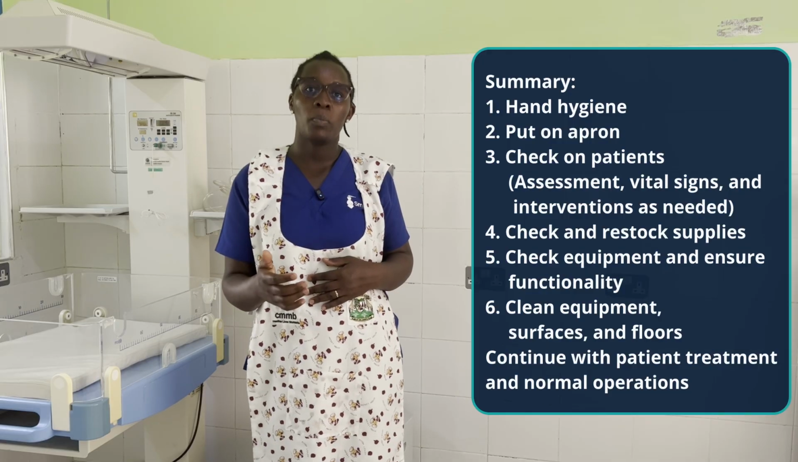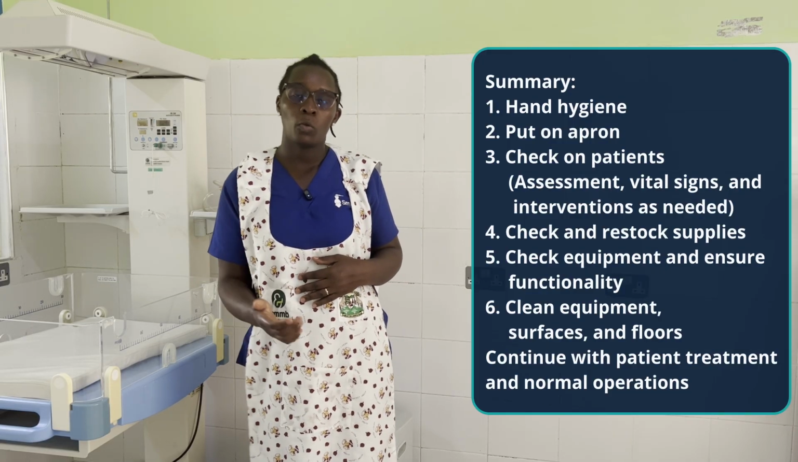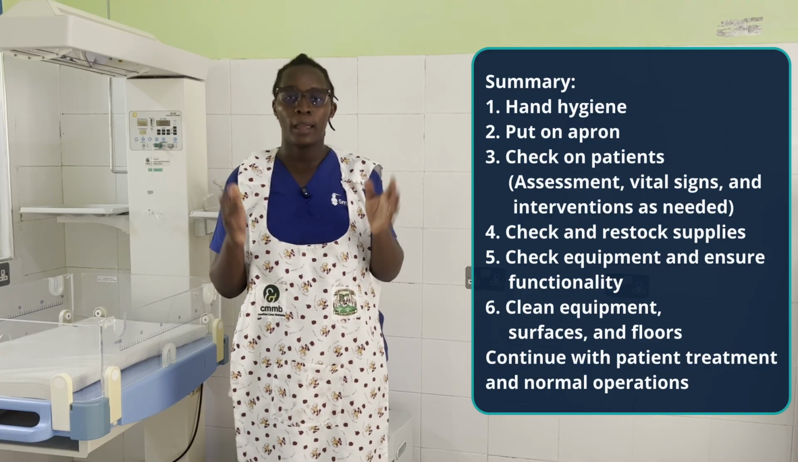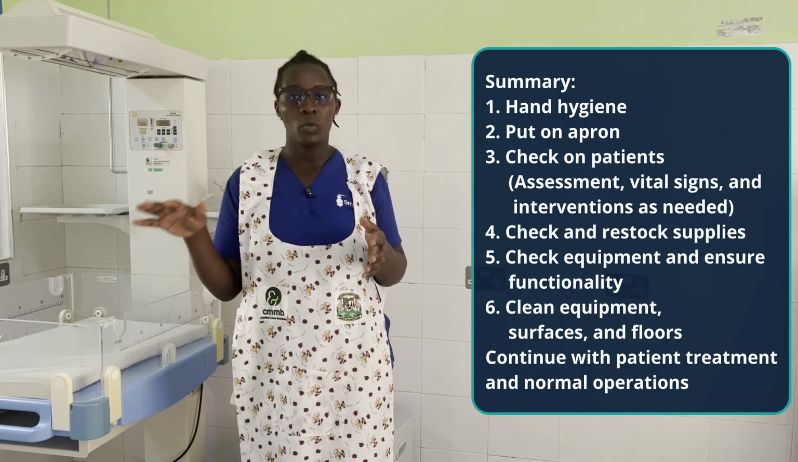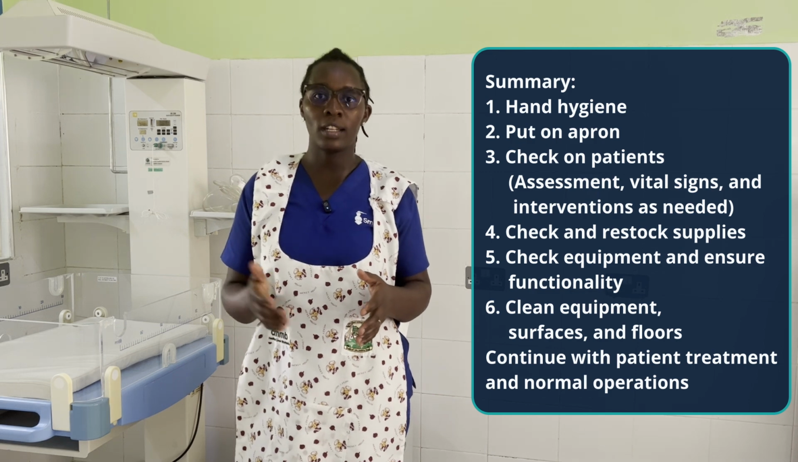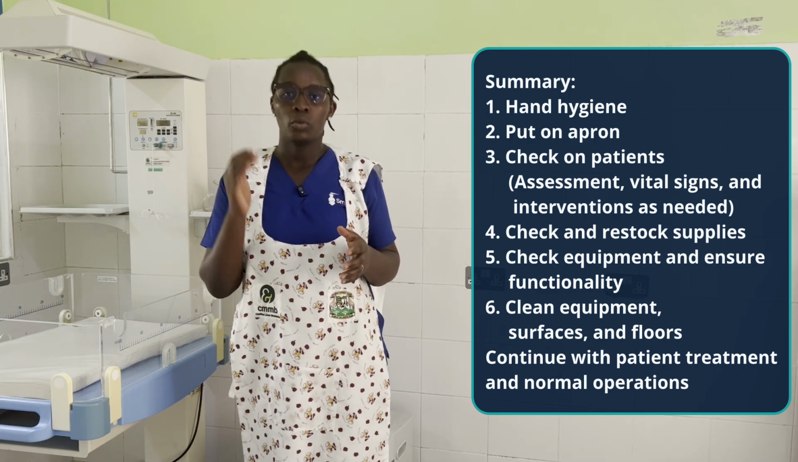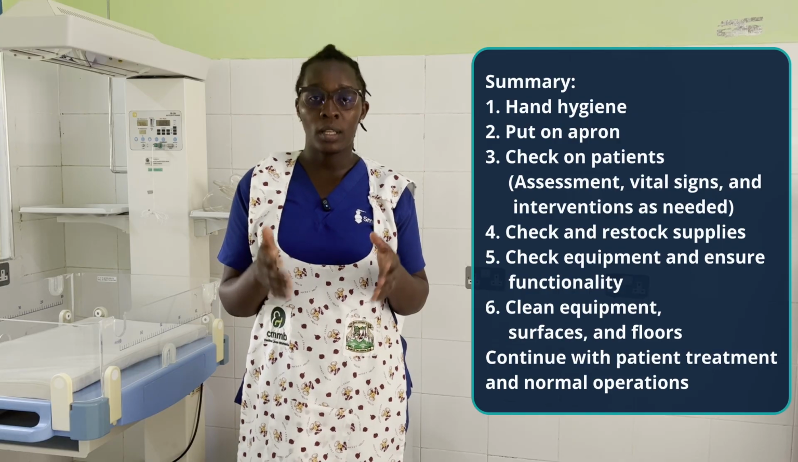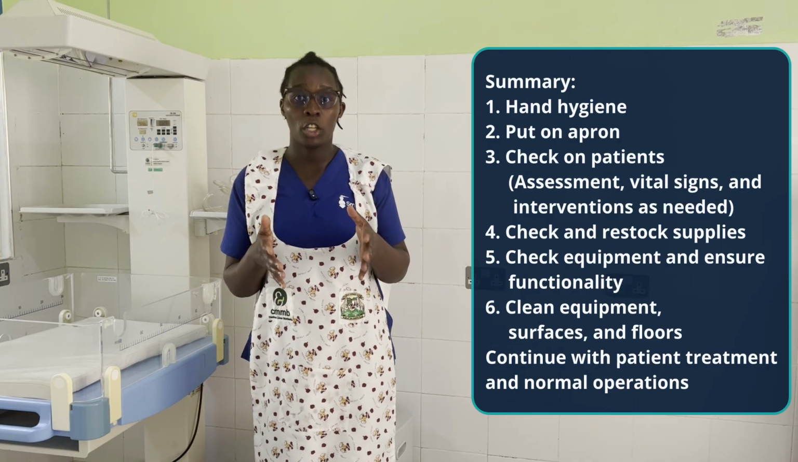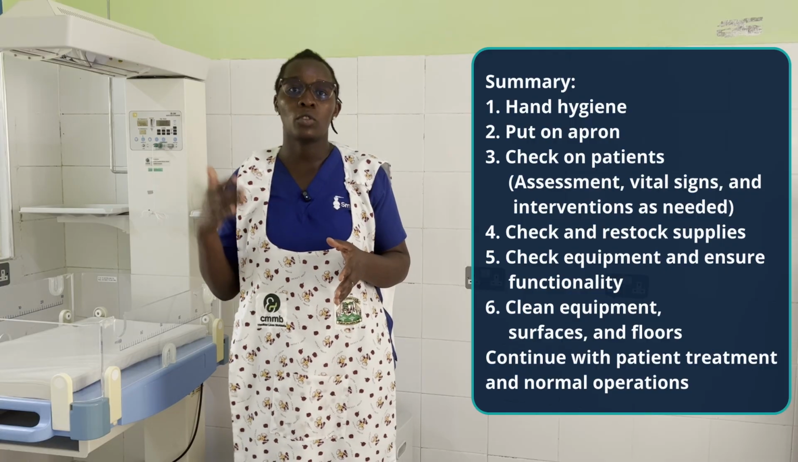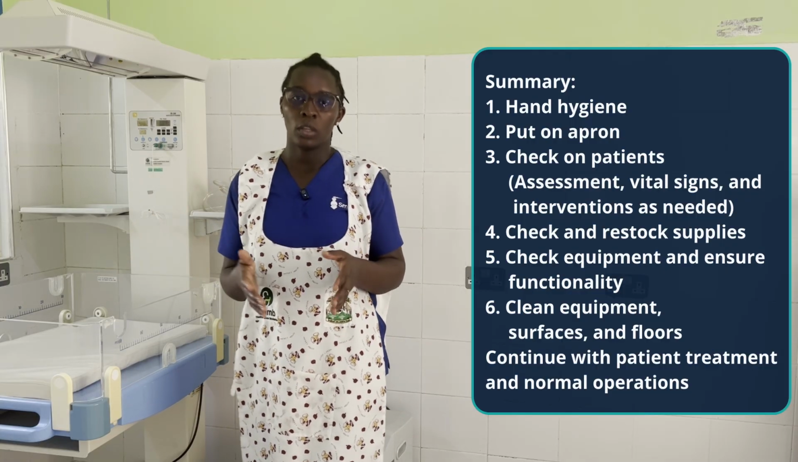You check on the equipment and you ensure that they are in good working condition, ready to use. Once you're done with that, then you embark on doing your general cleaning so that you can have a clean working surface area. And that involves using the specific cleaning buckets and mops that are designated for the newborn unit. And that is usually to prevent infection from the other wards to the newborn unit.